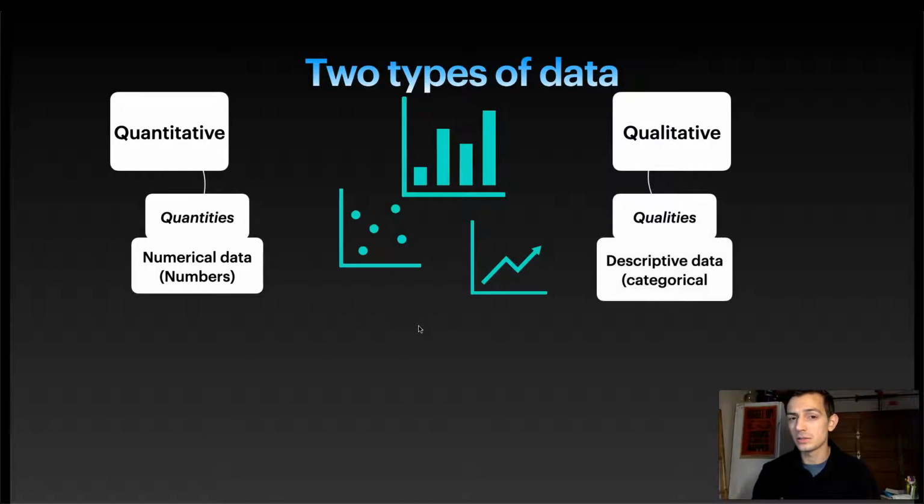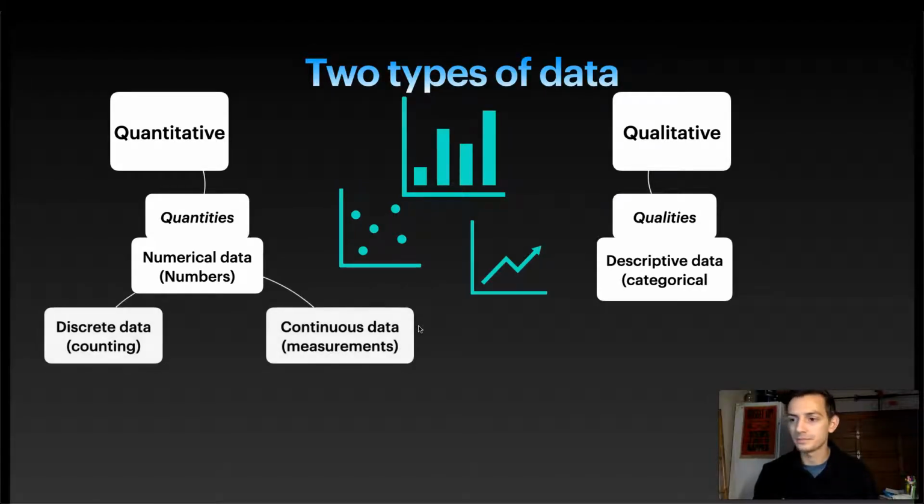Qualitative data is qualities about things, and what we might just call descriptive data or categorical data. And so categorical data can look like a lot of things. I'll tell you about a couple different types of examples here.